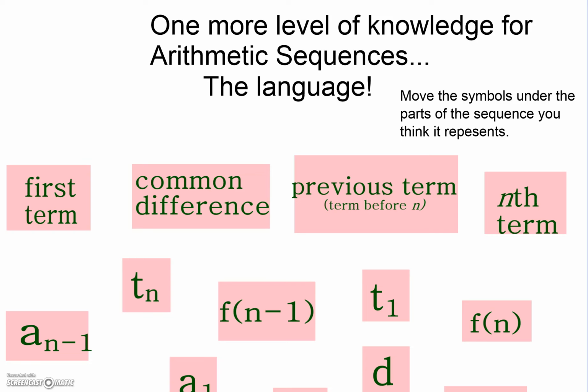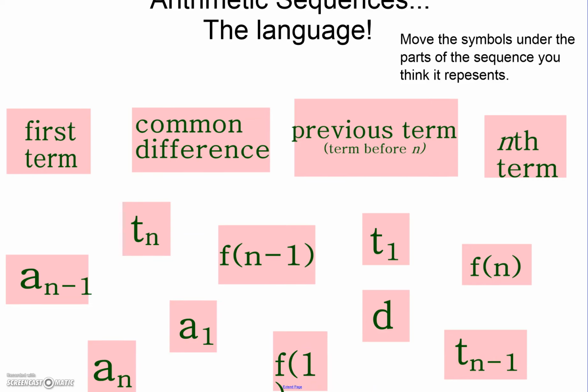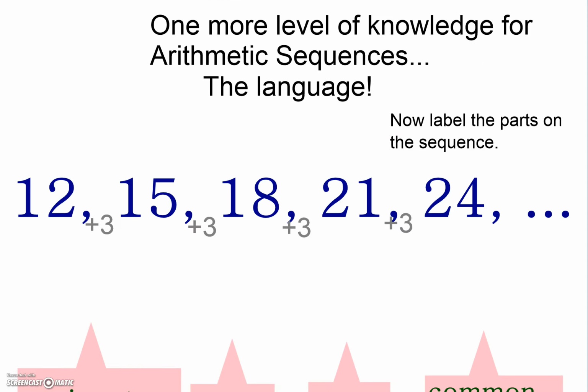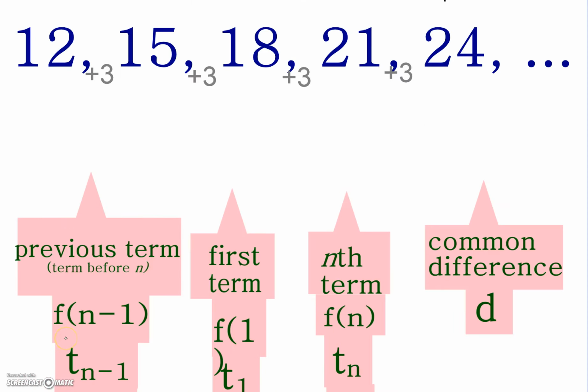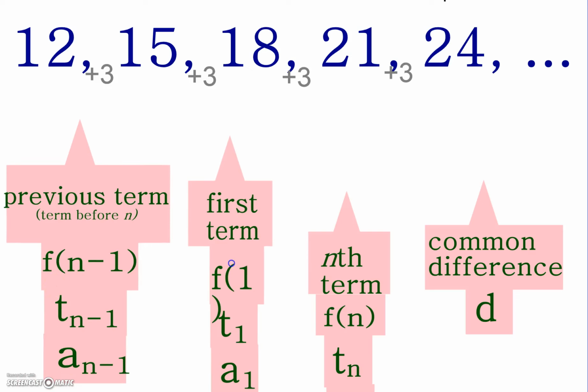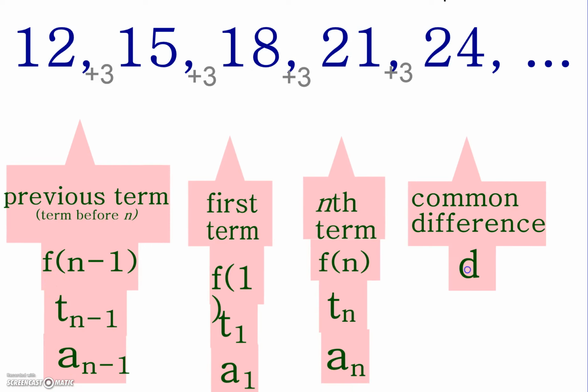So, one more level of knowledge for arithmetic sequences is the language. It says, move the symbols under the parts of the sequence you think it represents. And I'm not going to do it right now, but here would be the answers. Previous terms, first terms, nth term, and common difference. So on your paper, you can draw an arrow to where it matters.